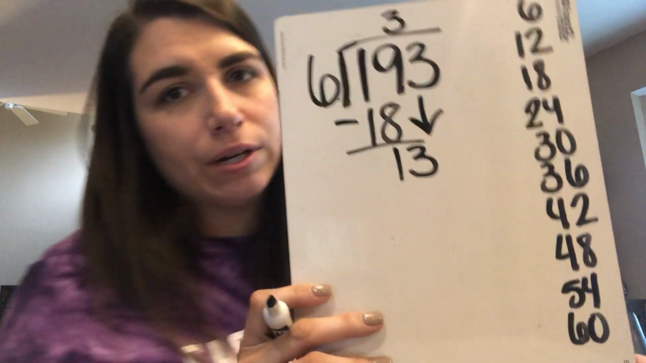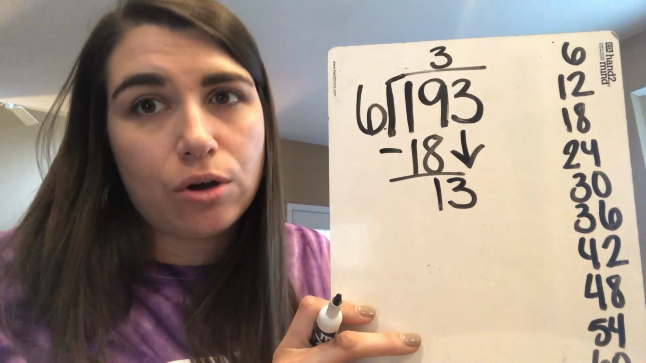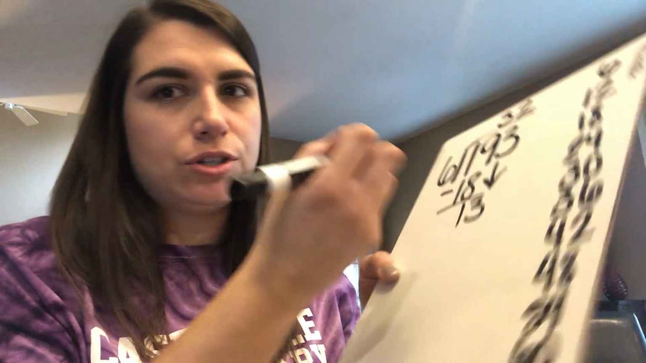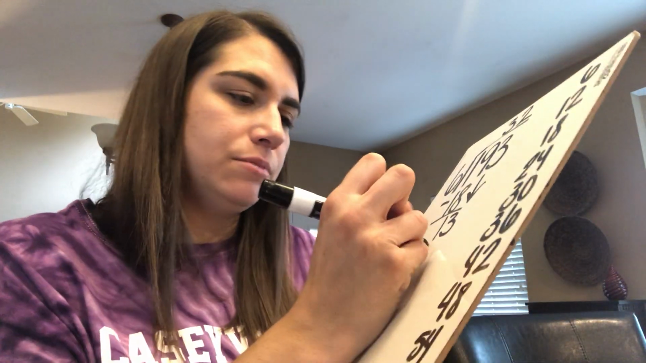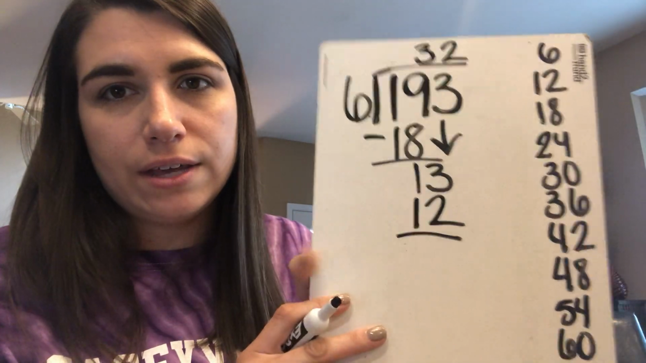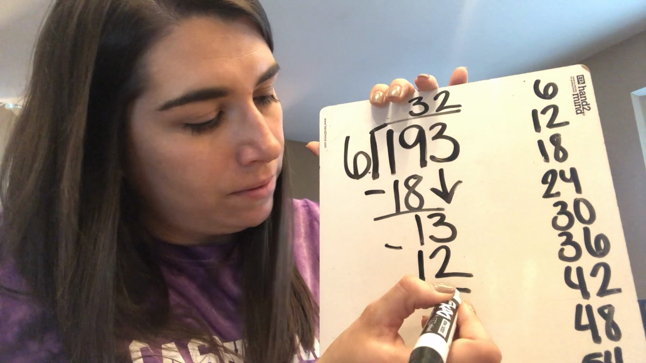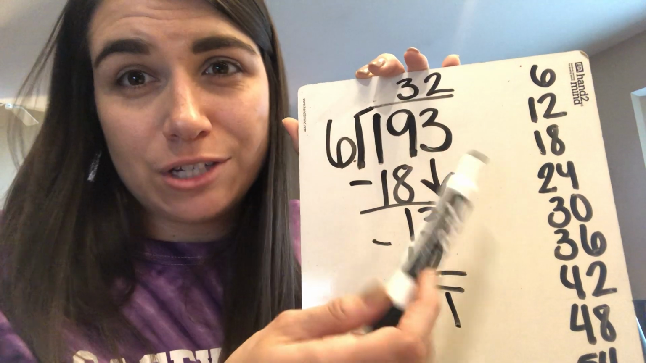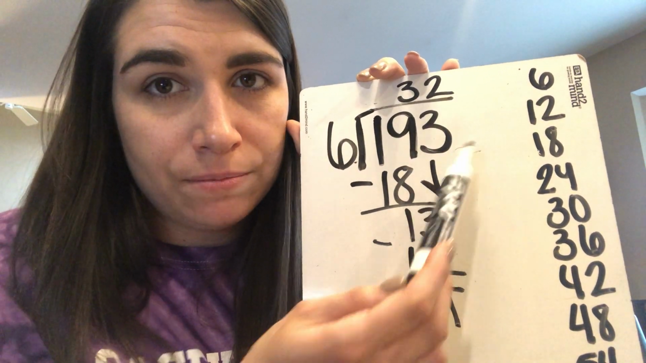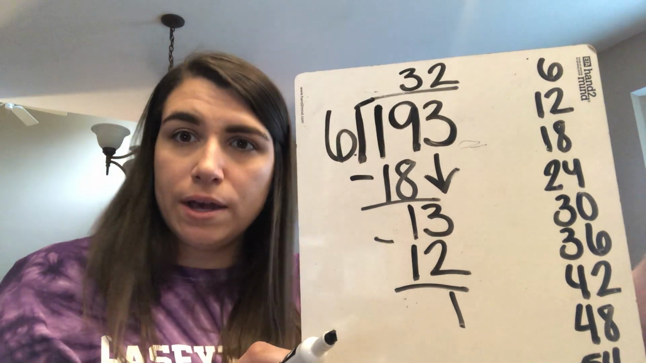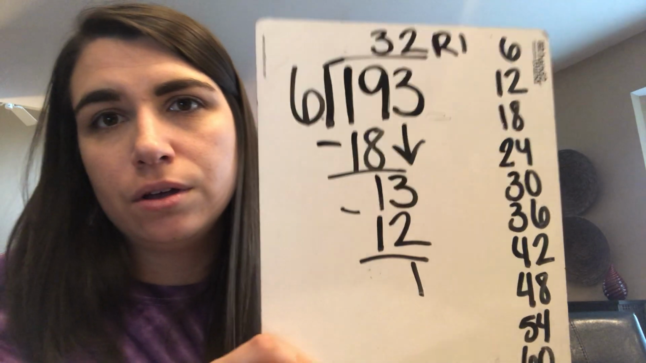So now I'm going to take what times 6 gets you closest to 13 without going over. I know that 6 times 2 is 12, so that's going to get you the closest. So 6 times 2, write 2 on the top. 6 times 2 is 12, goes underneath there. So now subtract: 13 minus 12 is 1. Now there's nothing else to bring down, right? The 1 is smaller than the 6, so that means this 1 becomes your remainder. So you should have gotten 32, remainder 1.